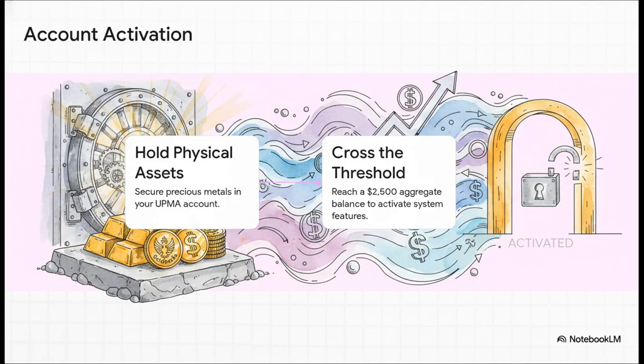And getting there is a really simple two-step process. First, you establish what's called a posture by securing a baseline of just 15 goldbacks in your UPMA account. This just shows you're ready to use the system for transactions. Second, you cross that $2,500 aggregate balance we just talked about. That's it. Once you do that, your account is fully activated.